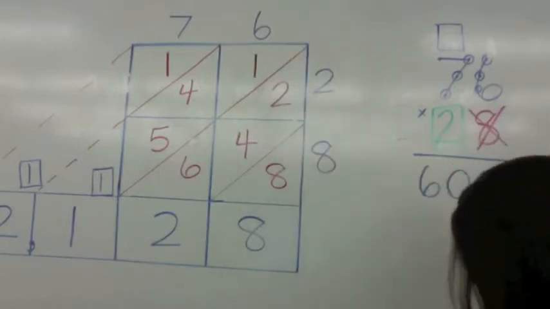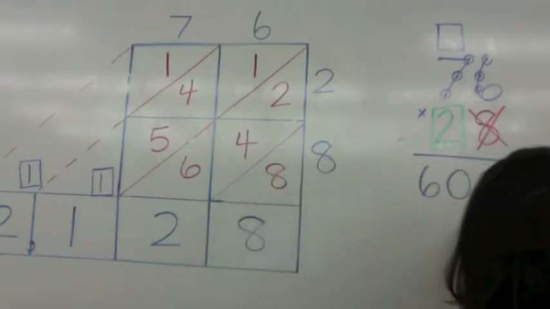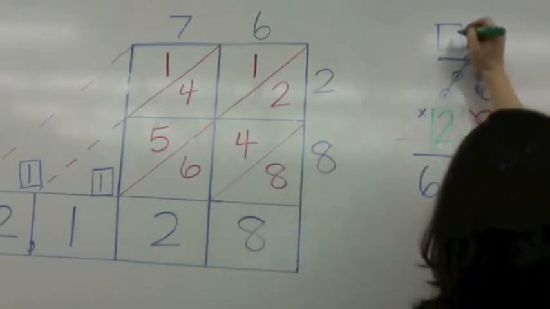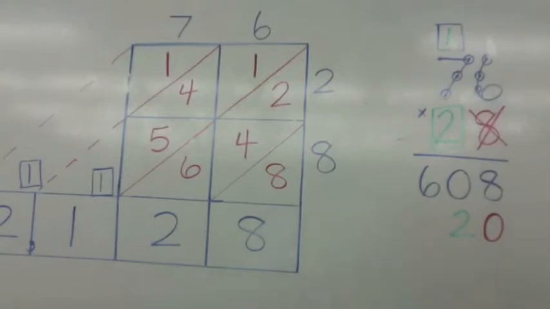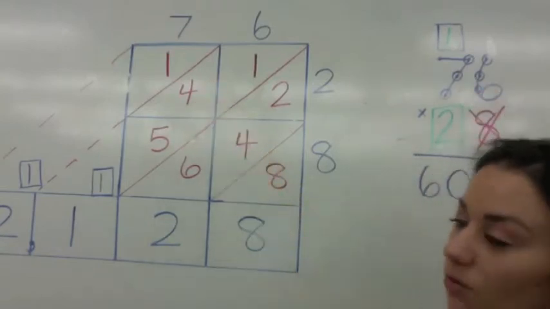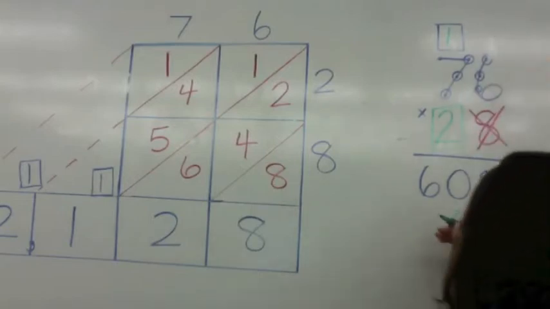So you're going to put a 2 down, carry a 1 right on top, okay? And then you're going to do 2 times 7. We know 2 times 7 is 14, right? Plus 1 more is 15.